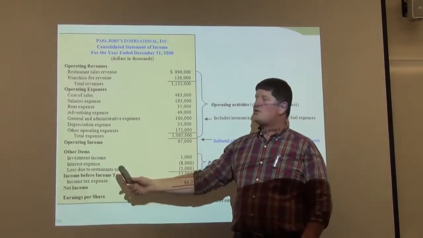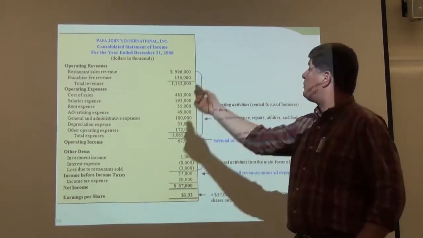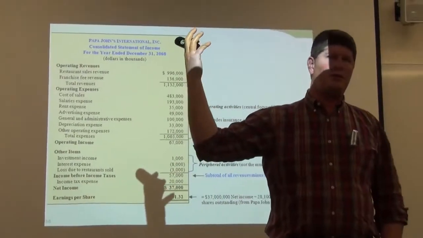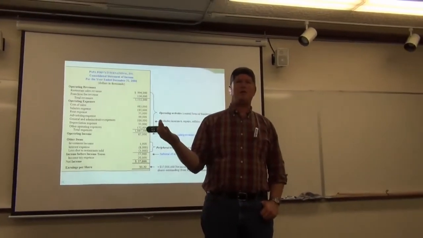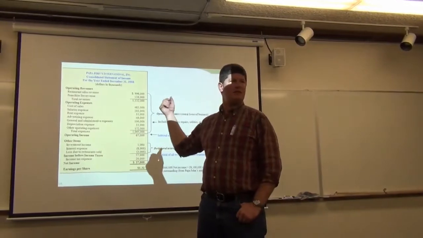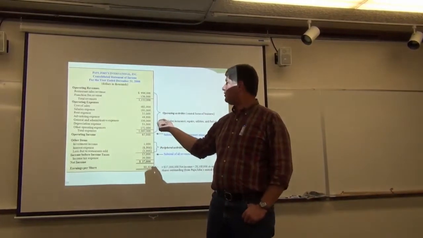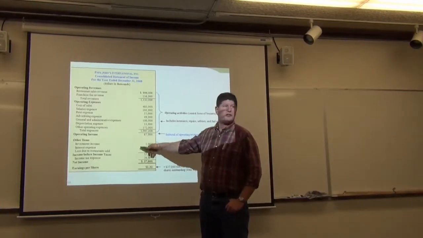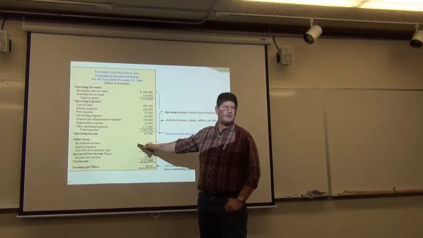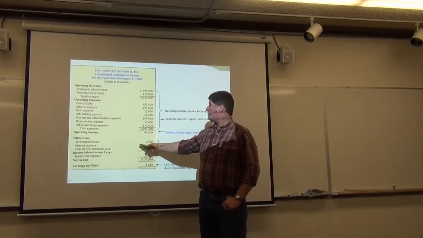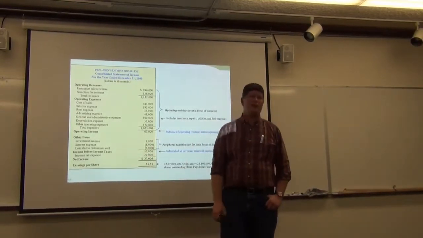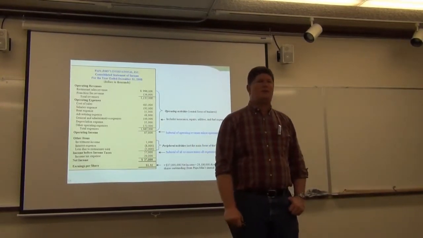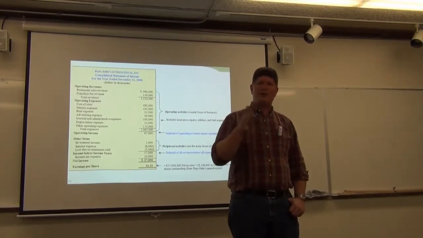And here we are, we sold a restaurant. This is Papa John's. They run pizza places. Are they in the business of selling restaurants? No, they're in the business of making and selling pizzas. So when they sell or close one of those restaurants, it's other income. It's a gain or loss as opposed to revenue or expense. So that's the summary of what other income is. I think we've been through that a little bit before, but I just want to hit it again.